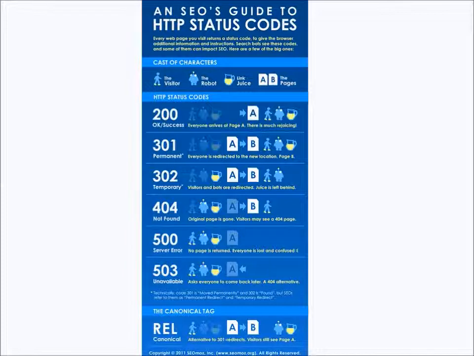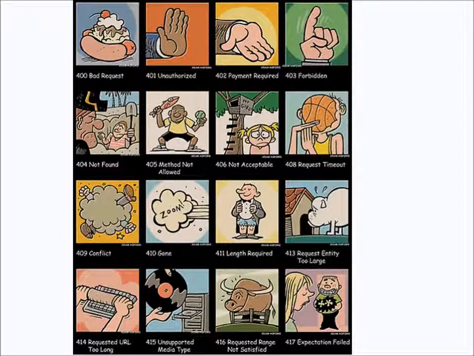Then there's 500. This is a server error. There is no page. Nothing has happened. Nothing gets sent. No one knows what they're doing. As the title says, everyone is lost and confused. And error 503, unavailable. It's another way to say 500 really, but basically, it works out that way. These are the 400 and 404s and others.